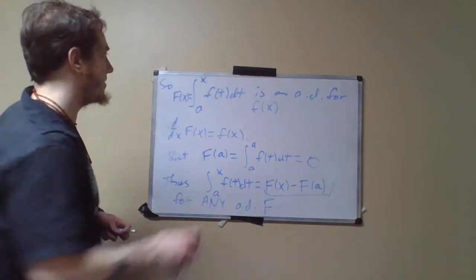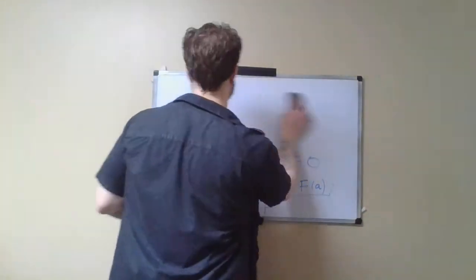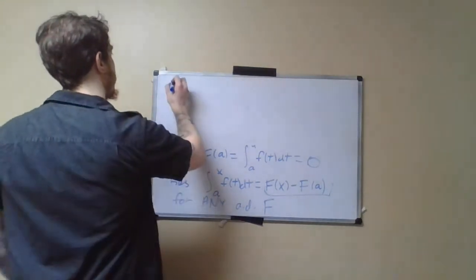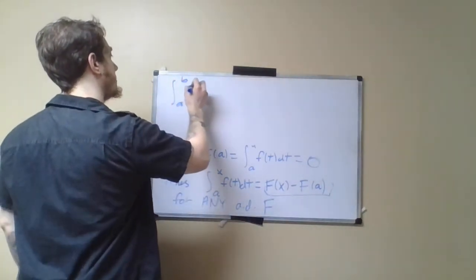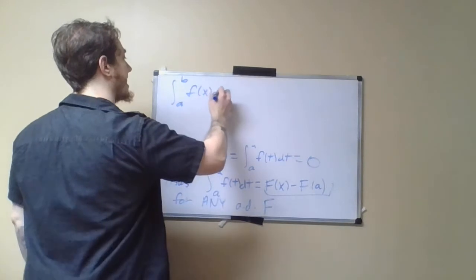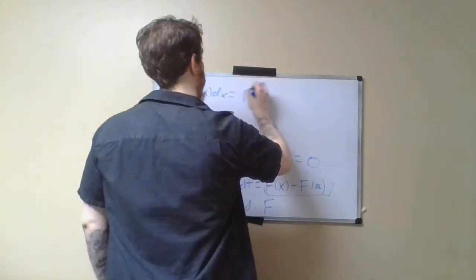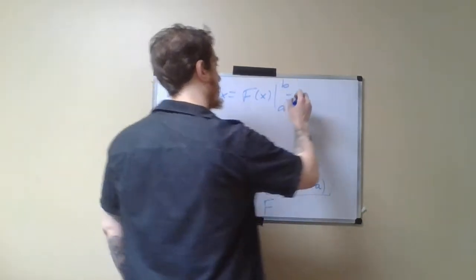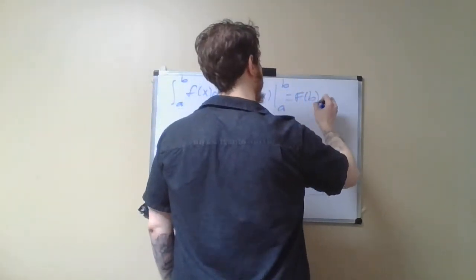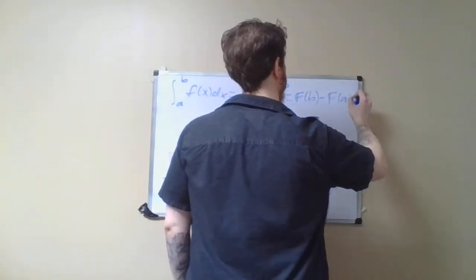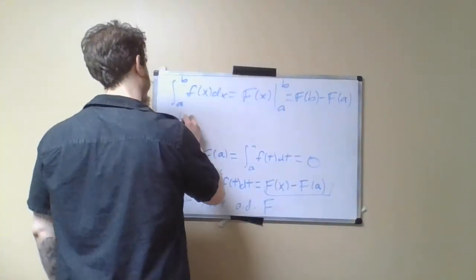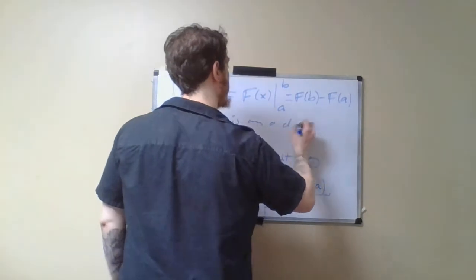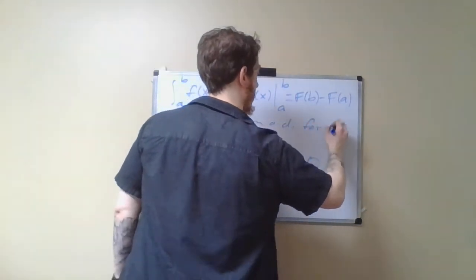This is another way of thinking about the fundamental theorem of calculus, and usually the way that we write out this result is the integral from a up to b of f of x dx is capital F of x evaluated from a to b, which is defined as F evaluated at b minus F evaluated at a, where capital F is an antiderivative for little f.